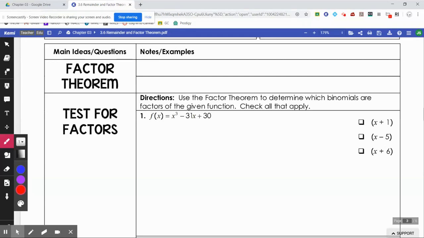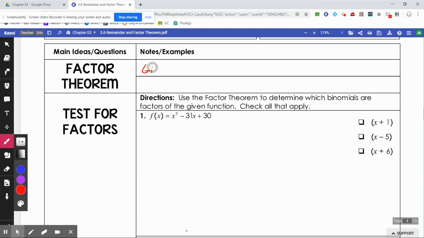Okay, now we're going to start tying some of these lessons together. We've talked about the remainder theorem, to where if you divide synthetically by x minus c, then the remainder is going to be the same thing as the function evaluated. We talked about how to factor with synthetic division. Now we're going to throw in the factor theorem.